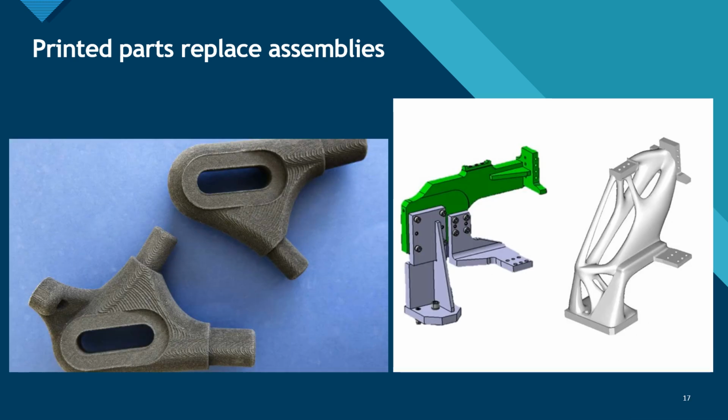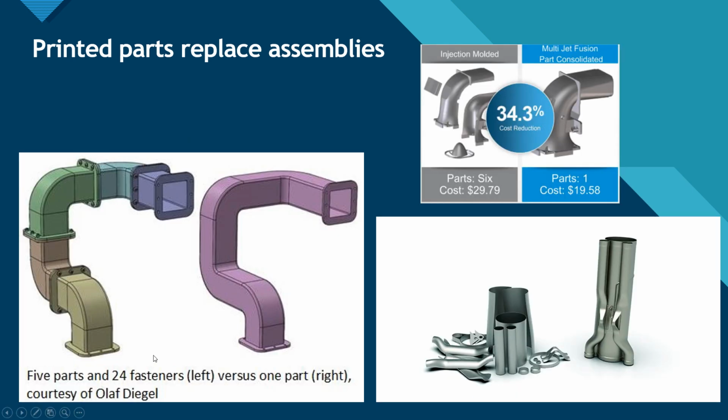As shown here, it's not uncommon for 3D printed parts to replace several components that need assembly, which is significantly cheaper than machining and assembling the components. Here we see an assembly of 5 different parts and 24 fasteners versus one 3D printed part.